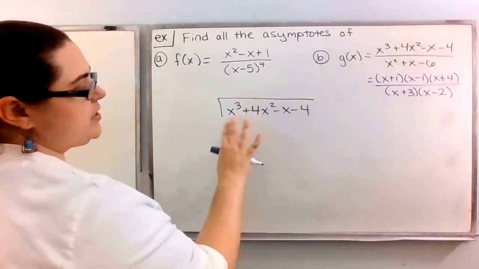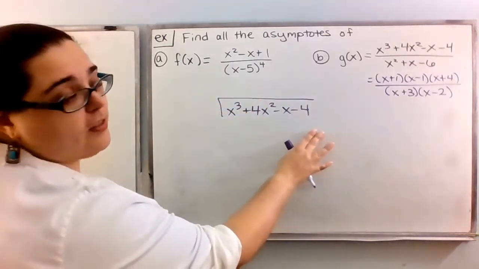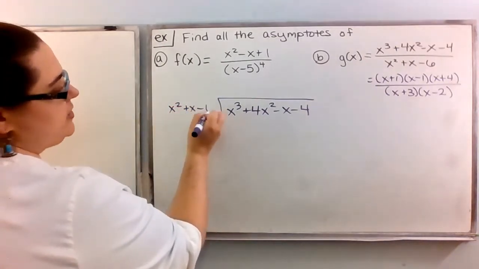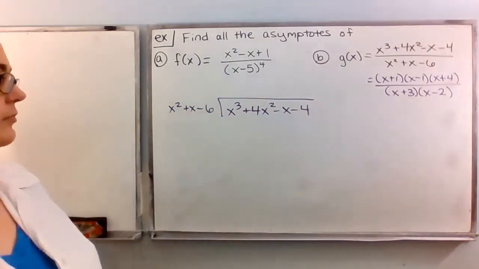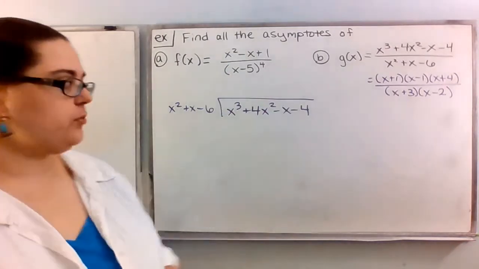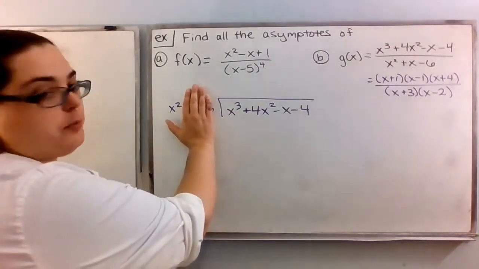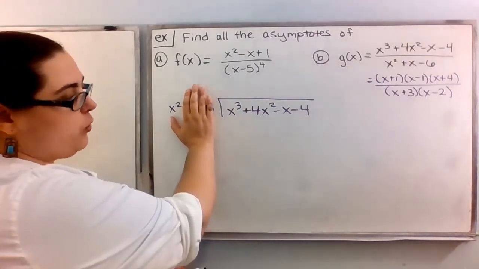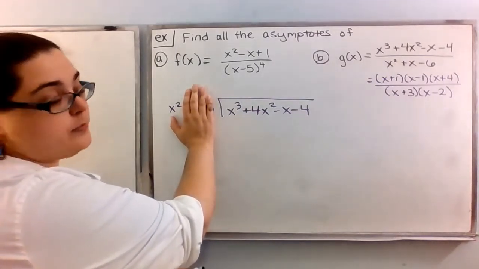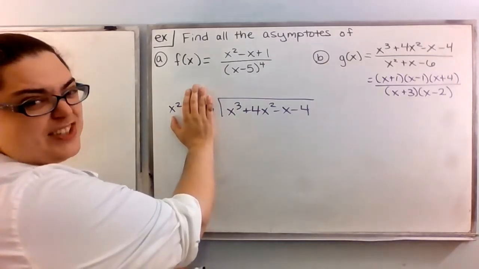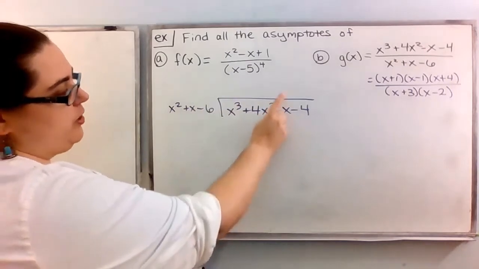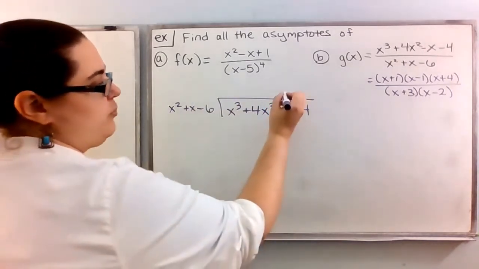Making sure if I'm missing a term to put a placeholder, we don't have to worry about that here. And then we have our x squared plus x minus 6 outside. So when we do our long division, we're going to ignore everything except for the leading term on the outside. And we're going to say x squared times what is going to give me x cubed. So in this case, that's just going to be an x. So I'm going to write x up top, and I'm going to put it over the x, so everything lines up properly.